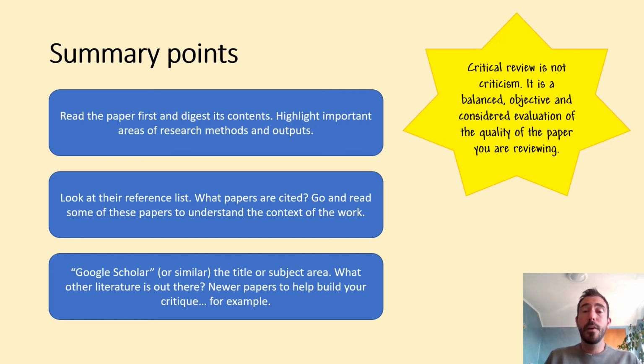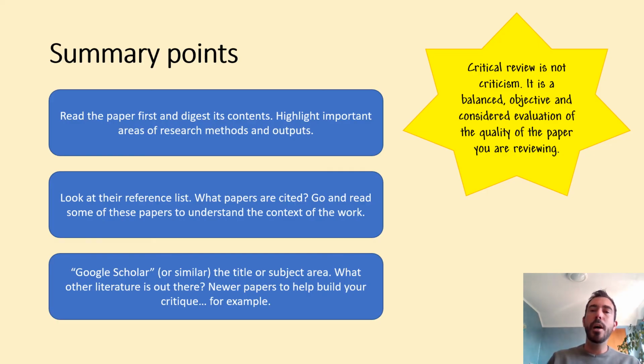If you want to find the broader body of literature to see where your original paper fits, then simply do a Google Scholar or similar, perhaps Web of Science or Science Direct, of the title or subject area. Take the key words that you can find under the abstract, and when you've done your Google Scholar search, see what other literature is out there.